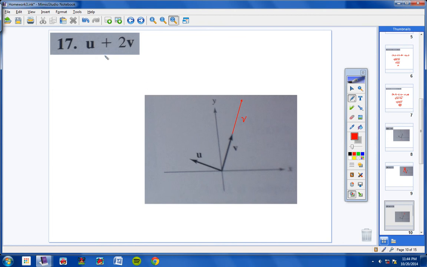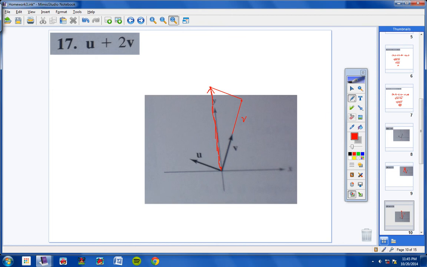Then I'm going to add u to that. Well, if I add u to that, remember what to do. I pick up this vector here, and I put it on the end of 2v right here. And so here's your new vector right here. There we go.